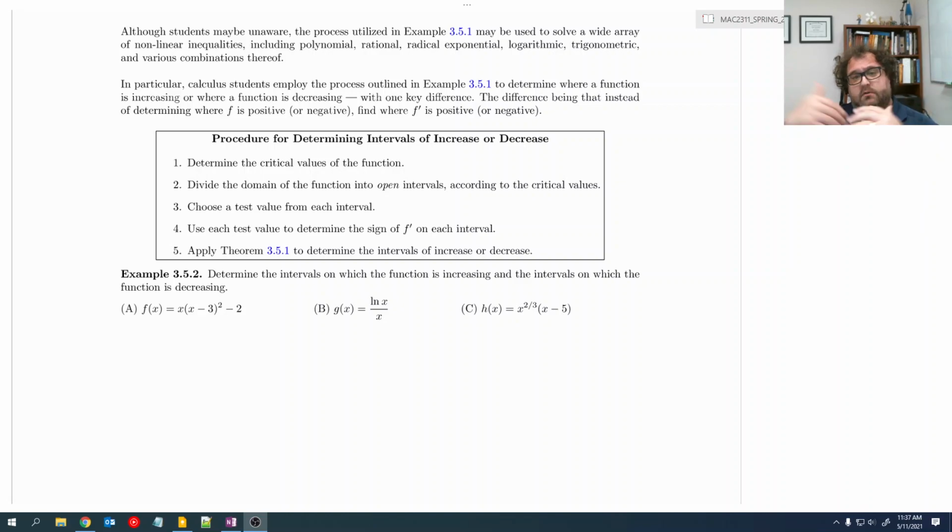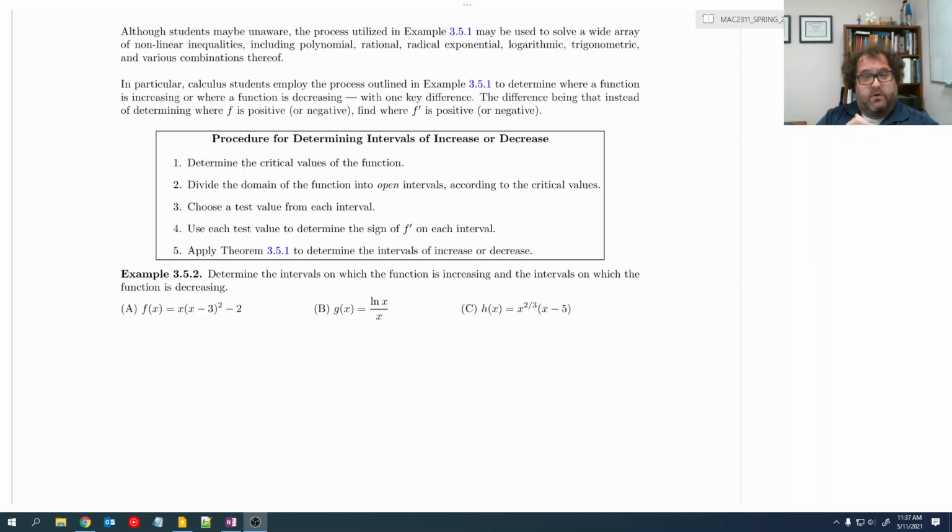We call it intervals of increase or decrease. It's a pretty straightforward 5-step process. First, find the critical values. Now that's like the first step of tons of stuff we do. Step 2, divide the domain of the function into open intervals according to the critical values. And then step 3 is to choose those test points.